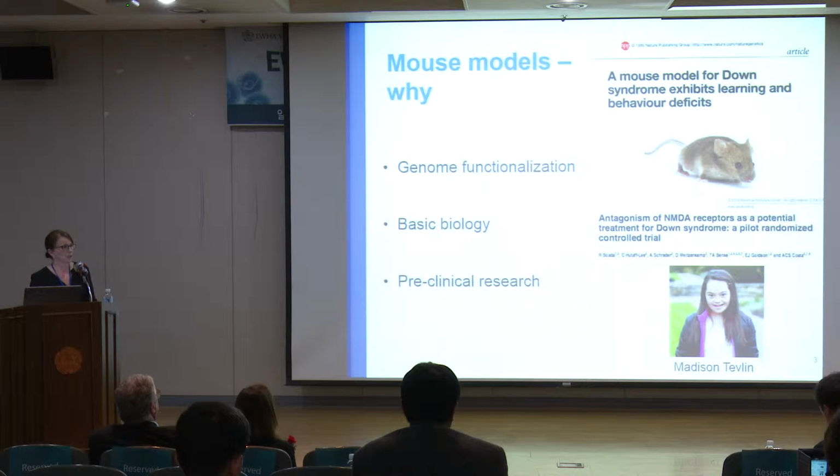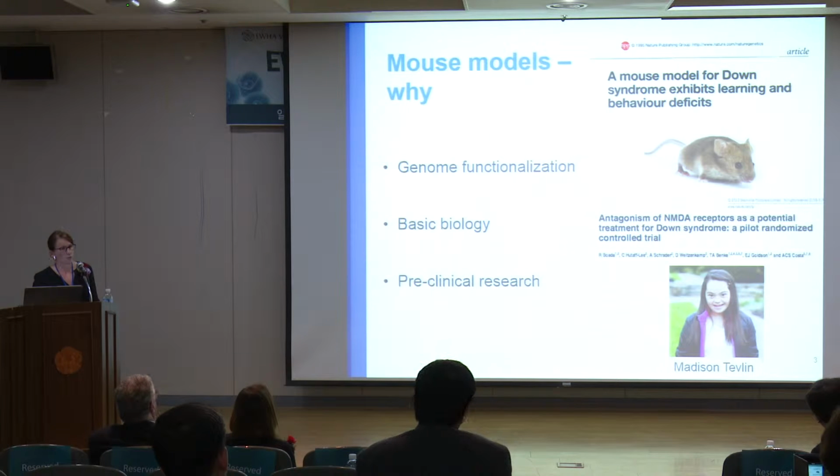What I'm showing you here is an example of a mouse model that was actually created by my predecessor at the Jackson Laboratory, Dr. Muriel Davison. She created this Down syndrome mouse model, which we call affectionately TS65. This is actually one of the most widely used mouse models of Down syndrome, and it was used most recently for the early preclinical work on memantine in Down syndrome.